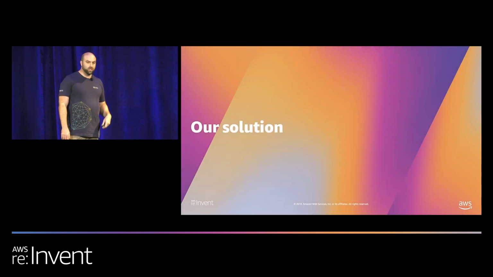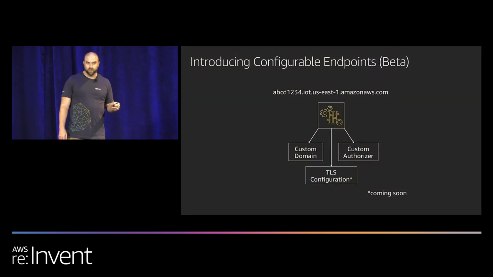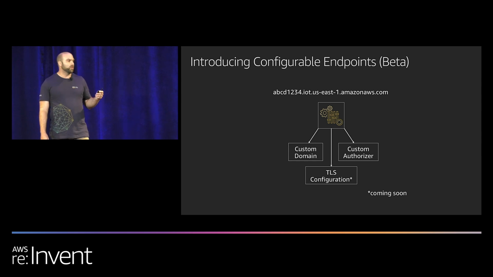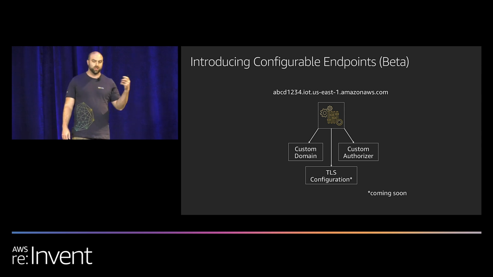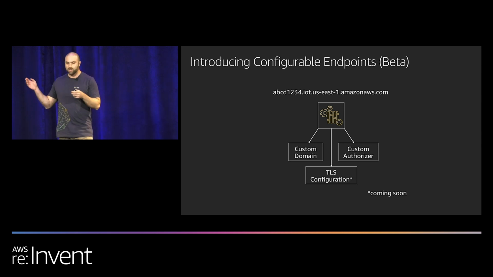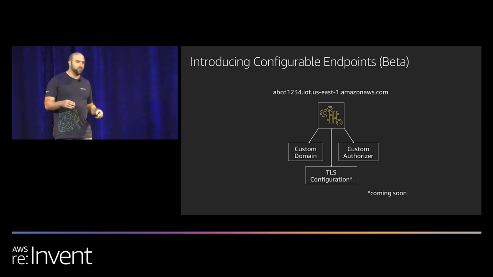Fortunately, IoT Core now has a solution for this. I'd like to introduce you to a new feature called Configurable Endpoints. Configurable endpoints enable you to customize the behavior of your IoT Core endpoints. This means adding things like a custom domain to ensure that your devices can continue to connect to the same fully qualified domain name that they were using previously, and attaching a custom authorizer to your endpoints to enable you to handle whatever kind of authorization and authentication scheme you were using before.